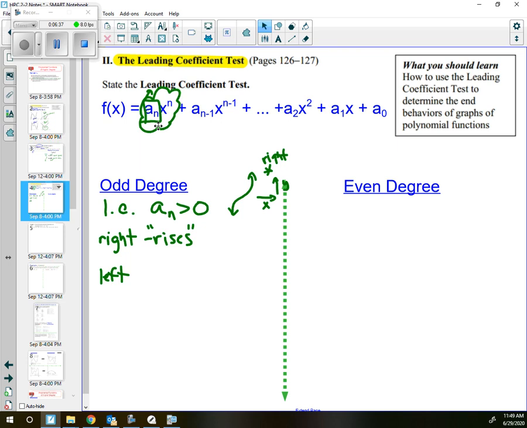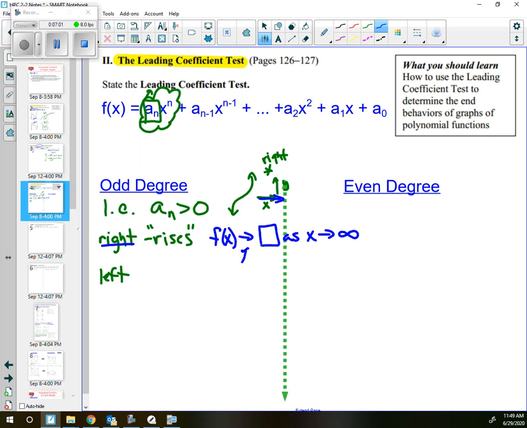So let's talk about what that means. Here's how we describe it. We're going to say what the function does. So f of x, or the y, approaches what as x approaches infinity? This is the right end of the graph we're talking about. As x approaches infinity means as the x's are getting bigger. That's what infinity means. Our job is to fill in this box, the value the function is approaching. When you see this little arrow, you say the word approaches.